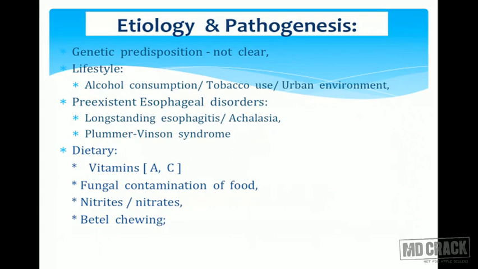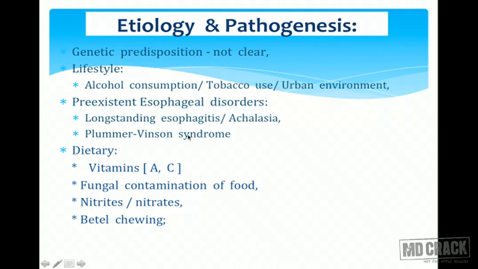Carcinoma of the esophagus: the most important etiological factor is genetic predisposition, which is not yet clear. Probably it's the lifestyle factors. They are important for squamous cell carcinoma of the esophagus and even adenocarcinoma of the esophagus. Most important is the spirit, that is alcohol consumption, tobacco use, especially smoking, and urban environment. So they are the important etiological factors for squamous cell carcinoma of the esophagus.